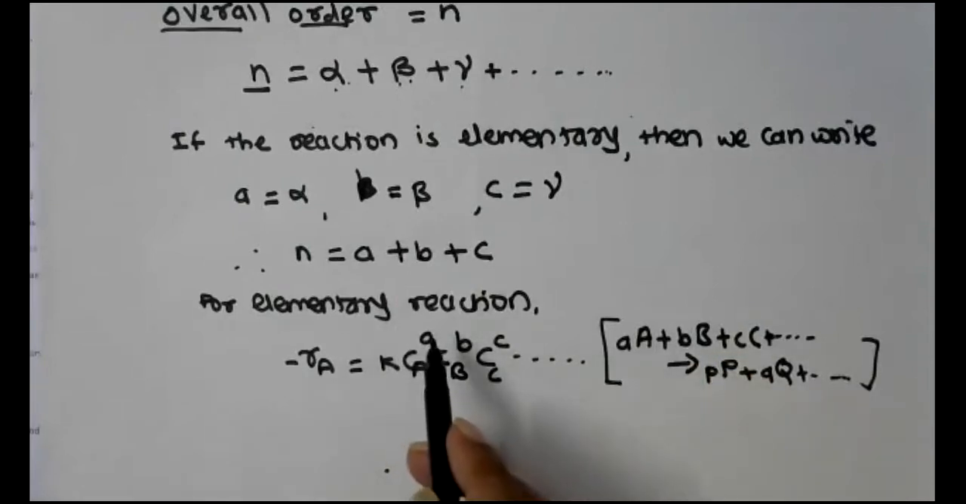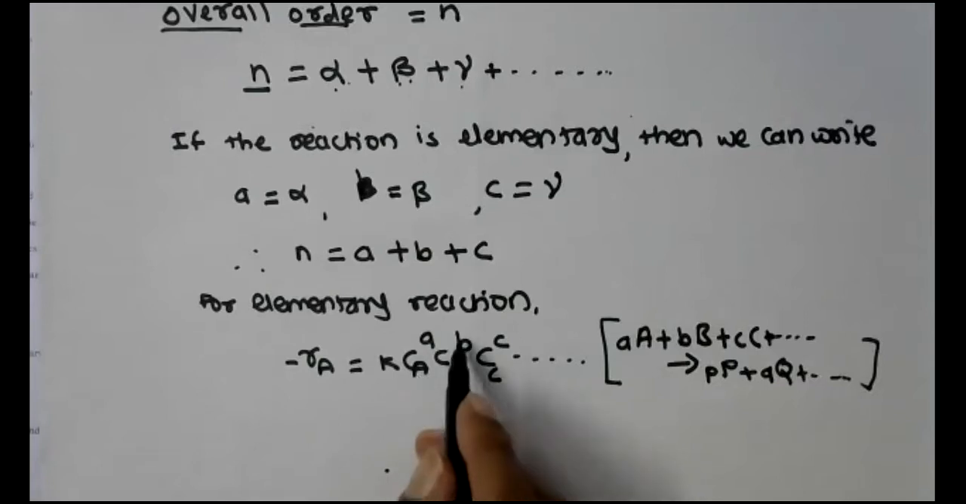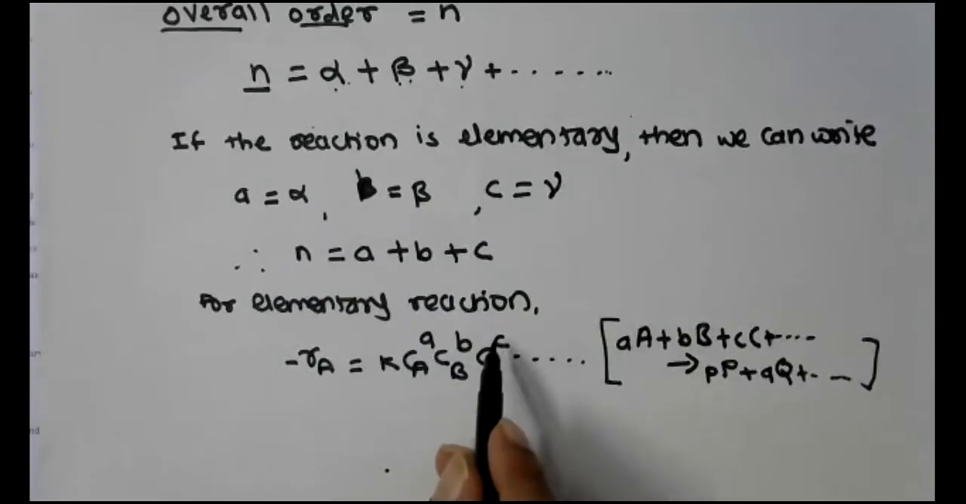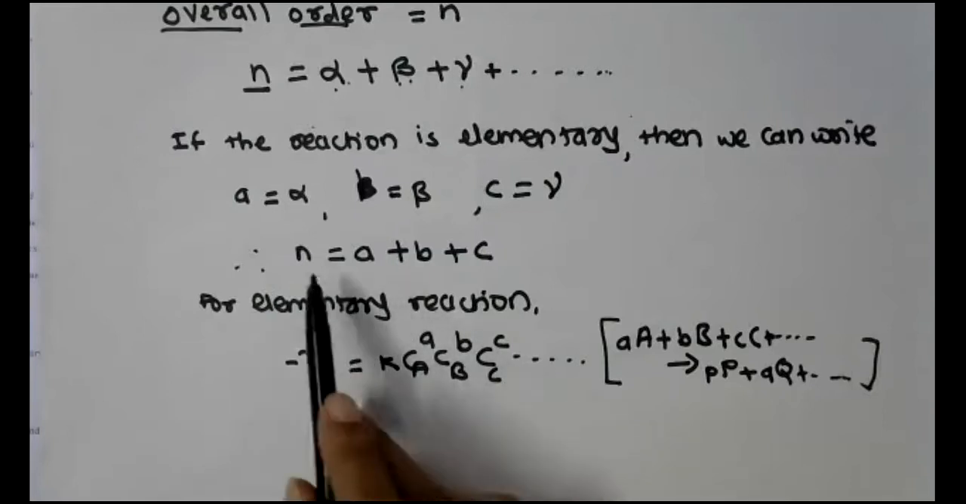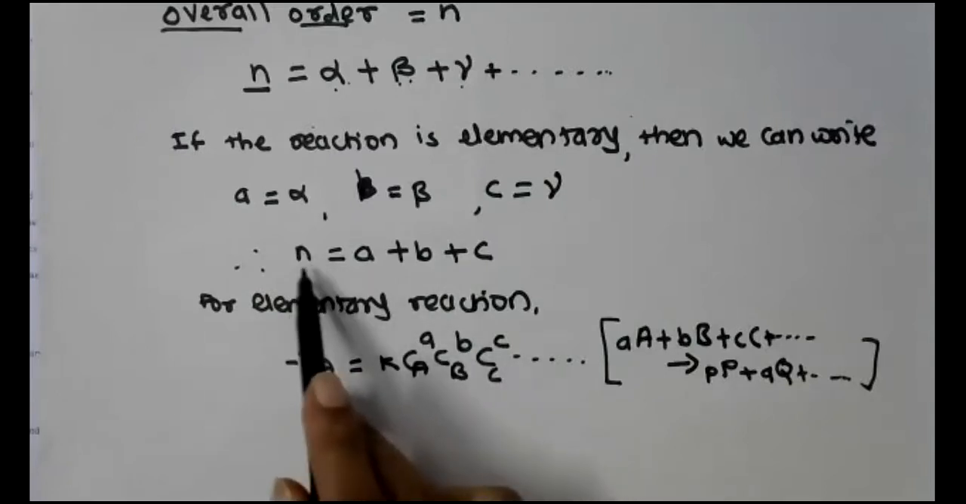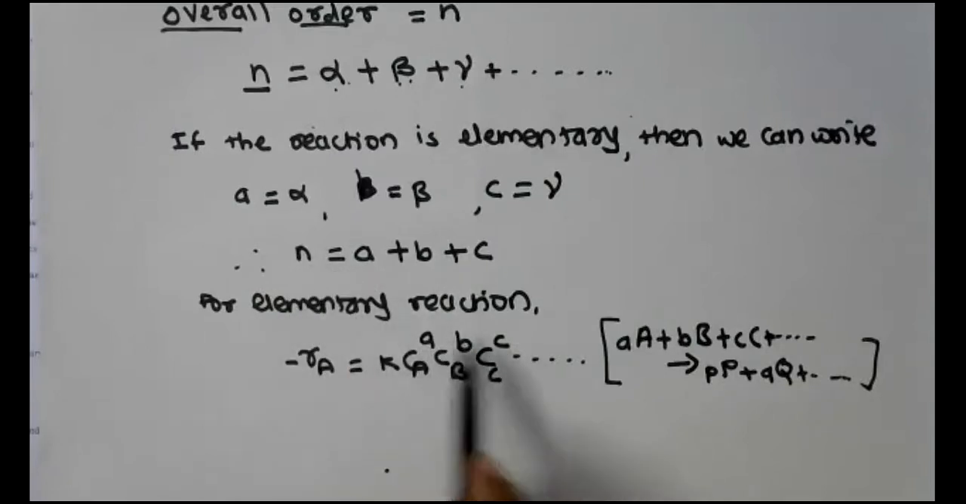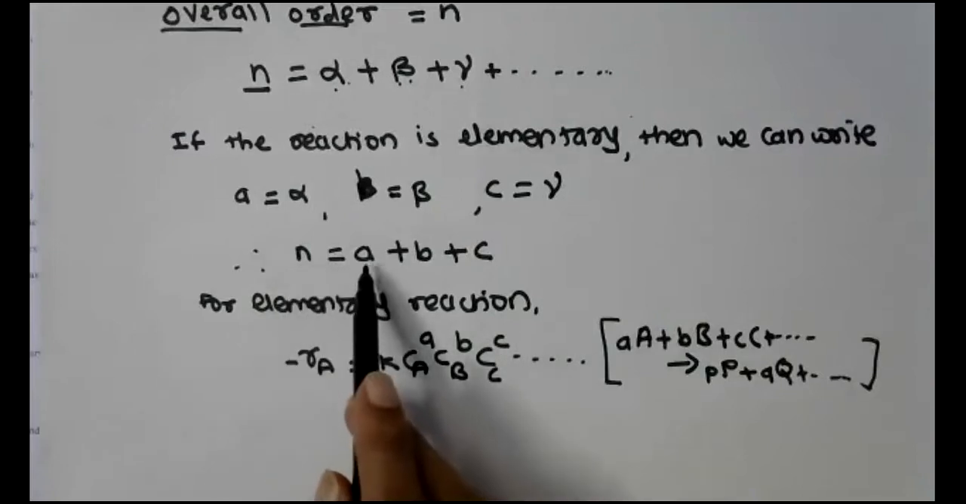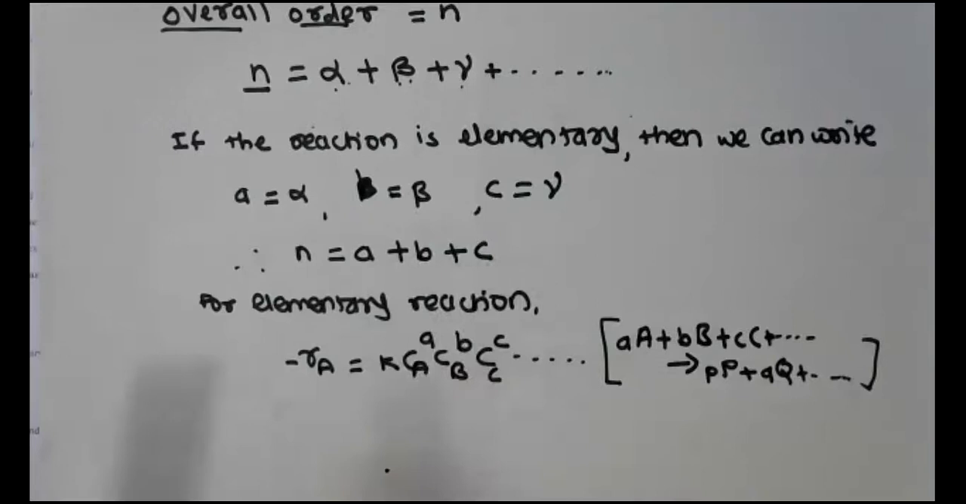So this a, in this case, will be the individual order of reaction with respect to reactant A. The small b will be the individual order of reaction with respect to reactant B. The c will be the individual order of reaction with respect to reactant C. And the overall order, as discussed, will be equal to the sum of the individual orders. So overall order n will be equal to a plus b plus c.